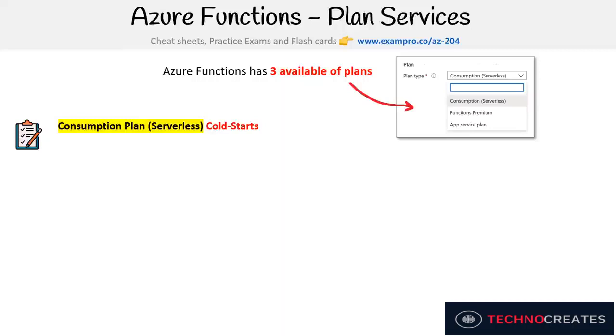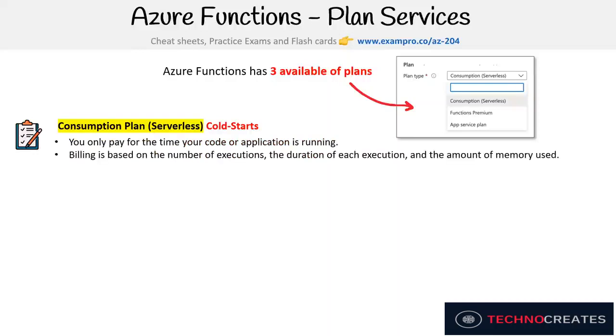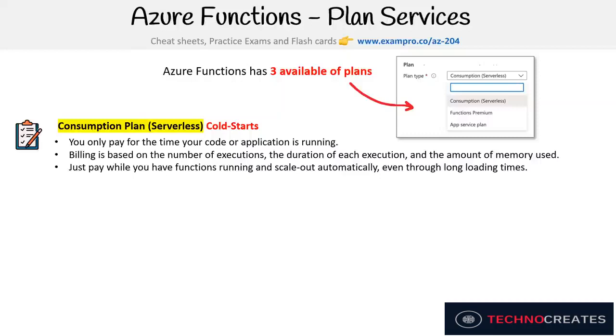So the first is consumption plan, and this would be considered serverless. And because it's serverless, it can scale to 0. And because it can scale to 0, that means that generally we will have cold starts. So you only pay for the time your code or application is running. Billing is based on the number of executions and the duration of each execution and the amount of memory used. Just pay while you have functions running and scale it automatically, even through long loading times.